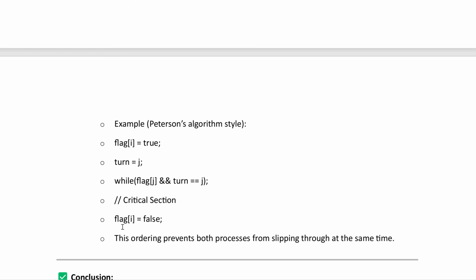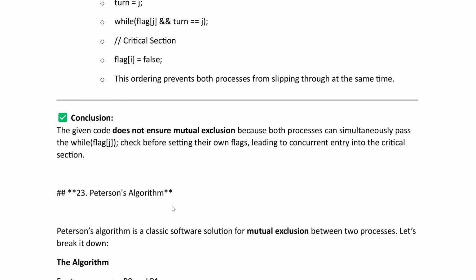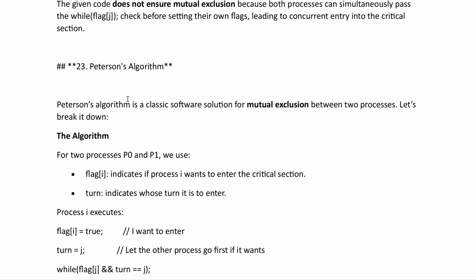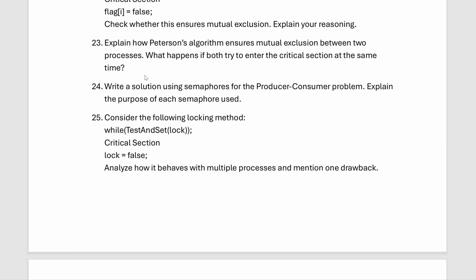Once process j has completed its execution in the critical section, flag I equal to false means that the process has completed its execution in the critical section. This ordering prevents both processes from slipping through at the same time. So the given code does not ensure mutual exclusion because both processes can simultaneously pass the while flag j check before setting their own flags, leading to concurrent entry into the critical section. The solution to this problem, as I told you earlier, is the Peterson algorithm.